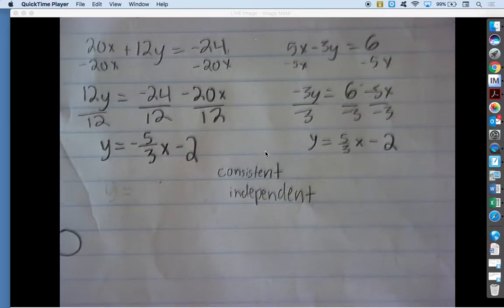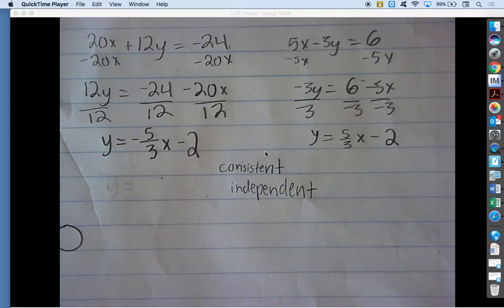Okay, so the only thing that we need to talk about before we let her sit down, we didn't really talk about dependent versus independent yesterday. So besides them being consistent, because of a graph, there's two different cases for consistent graphs. There's the case where it would cross once, that's consistent, and then there's the case where it crosses and it's the same line, so it touches at every point. In this case, when you graph them, Grace, what does it look like?